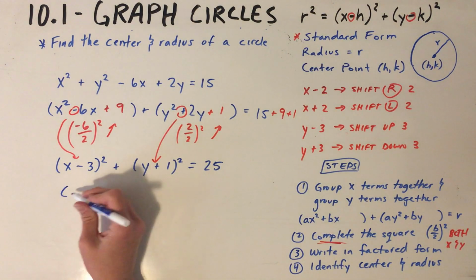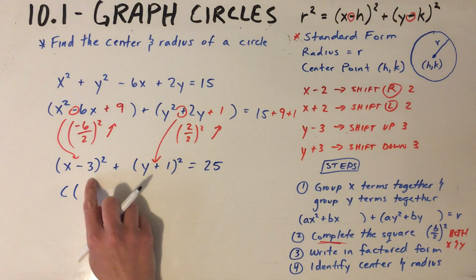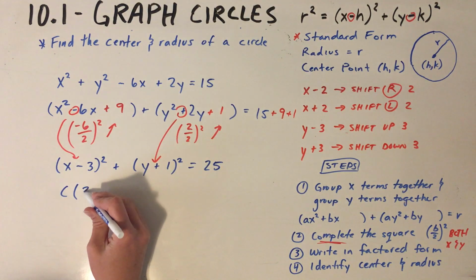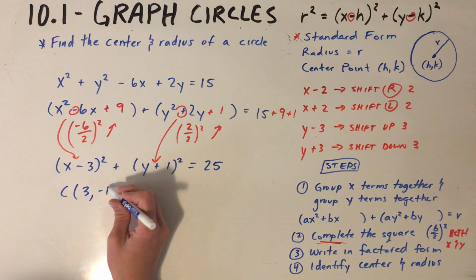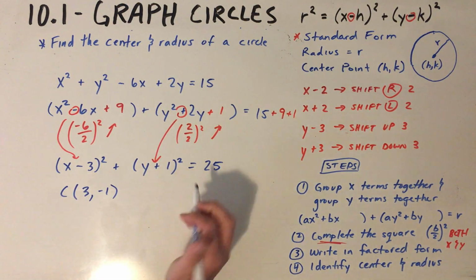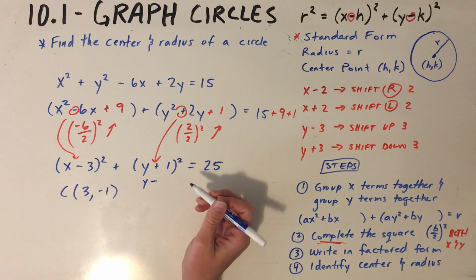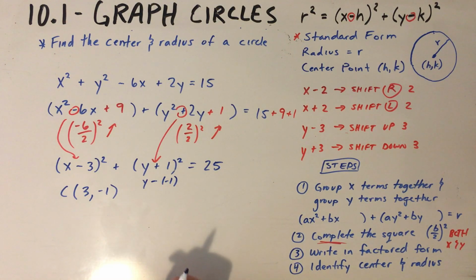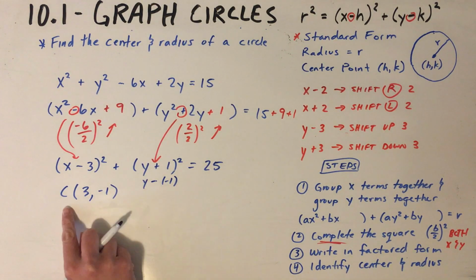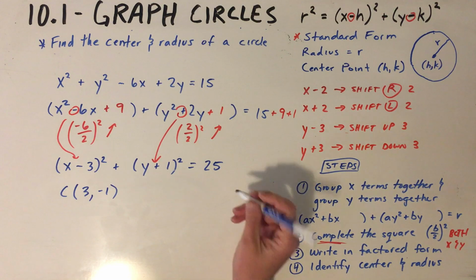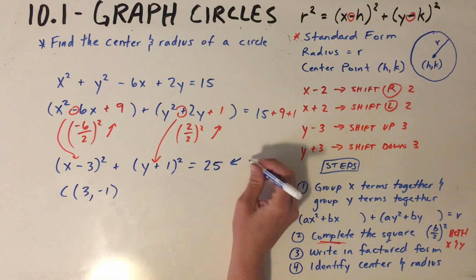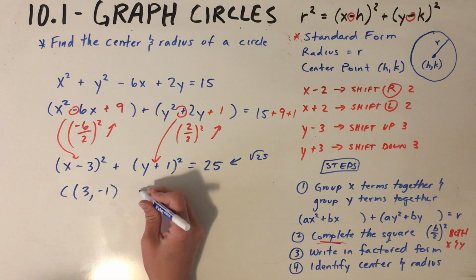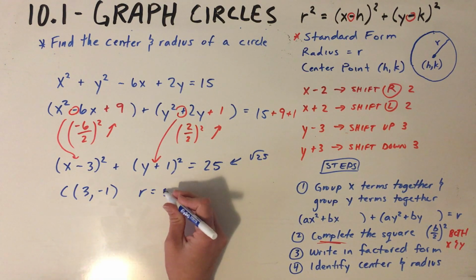Now that I have this written in standard form, I can identify the center. The center is going to be the h value and the k value. So here and here, h is going to be 3, and k is going to be -1. Again, this is -1 because it needs to be in the form of minus. That means the actual value of k is -1. All right, so we've identified our center, and now we want to identify the radius. We identify the radius by taking the square root of 25. So the square root of 25 is just 5. So our radius here is 5.